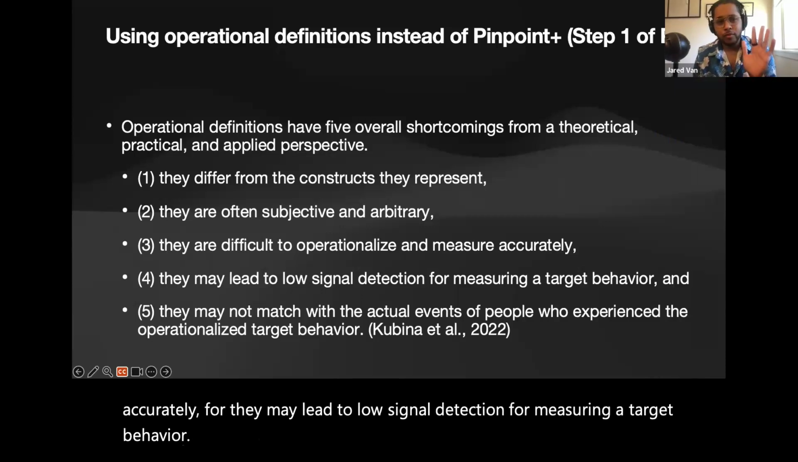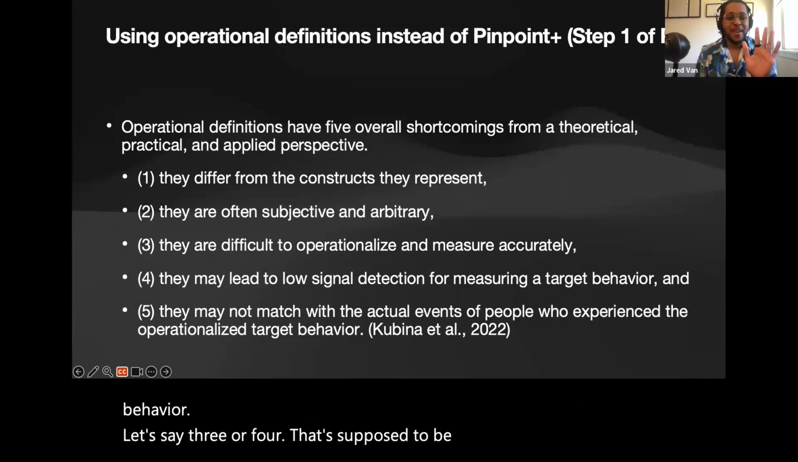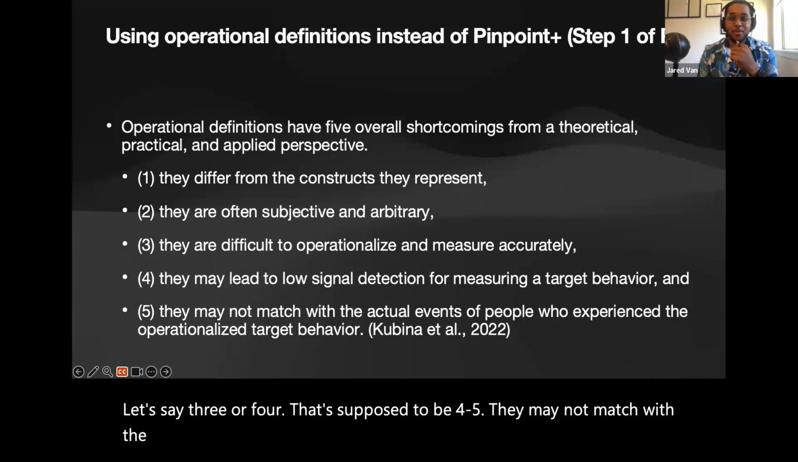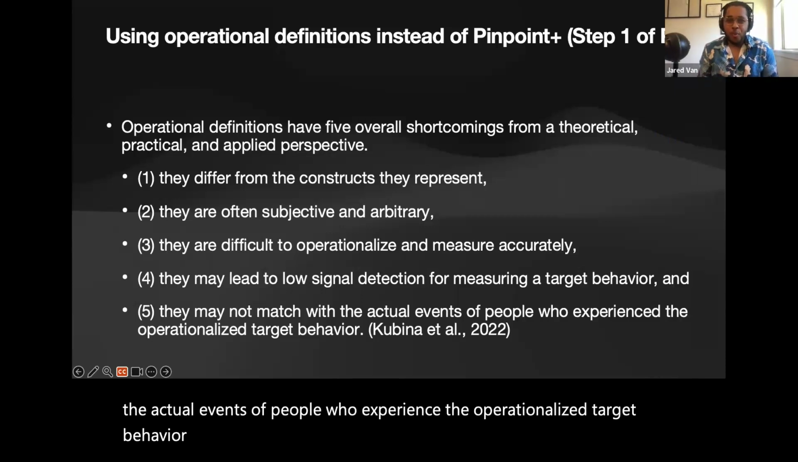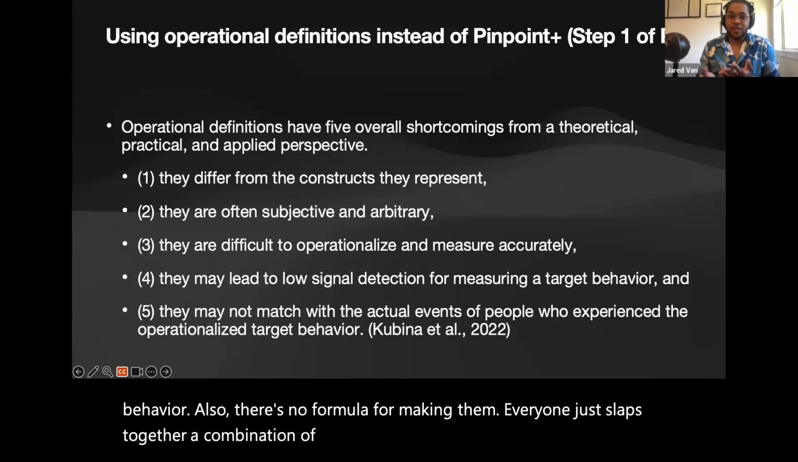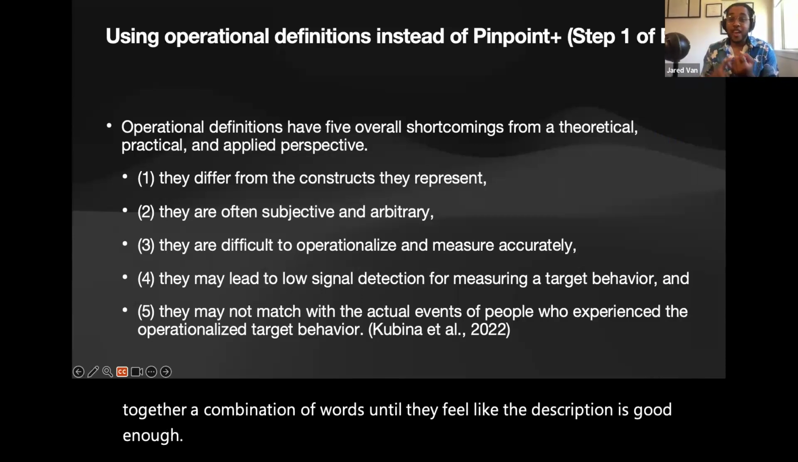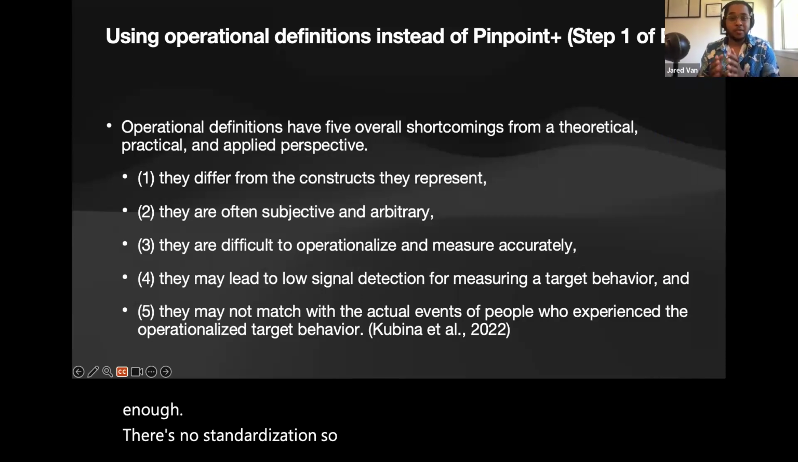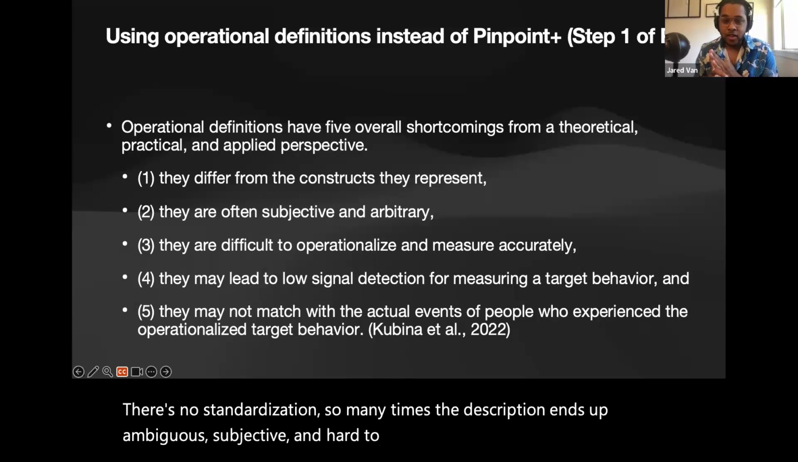Let's say 3 or 4. That's supposed to be 4. 5, they may not match with the actual events of people who experience the operationalized target behavior. Also, there's no formula for making them. Everyone just slaps together a combination of words until they feel like the description is good enough. There's no standardization. So many times the description ends up ambiguous, subjective, and hard to detect accurately.